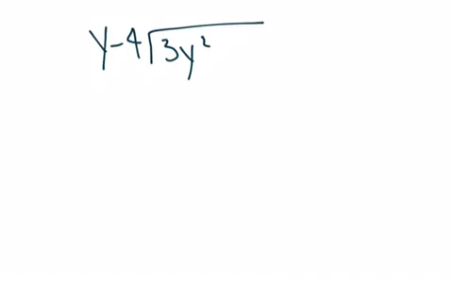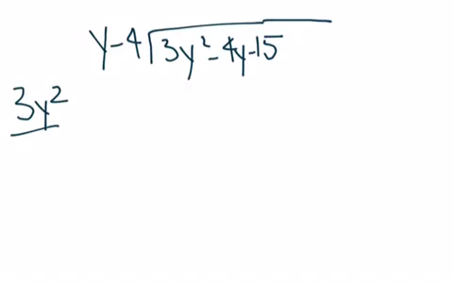Alrighty, let's have you do this one on your own. Let's do y minus 4 all divided into 3y squared minus 4y minus 15. On this one, this is the last one we're going to do together, then you're going to have 2 to do on your own. So, first things first, let's divide into that first term. 3y squared divided by y is going to be 3y.